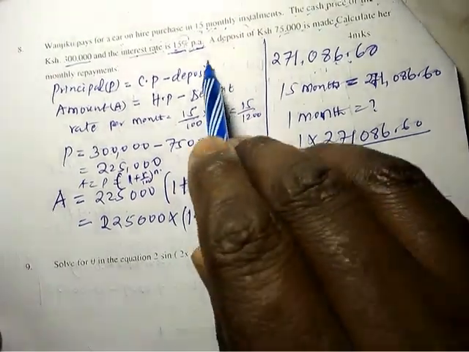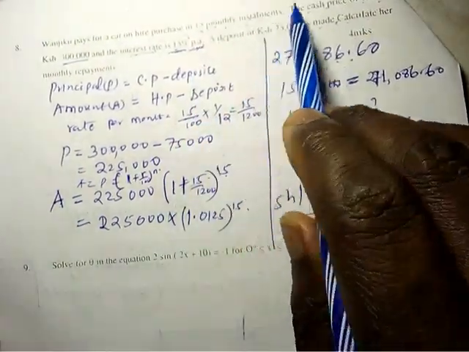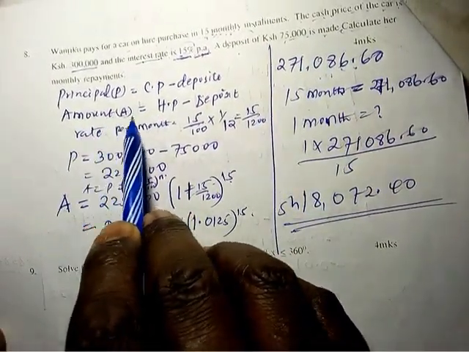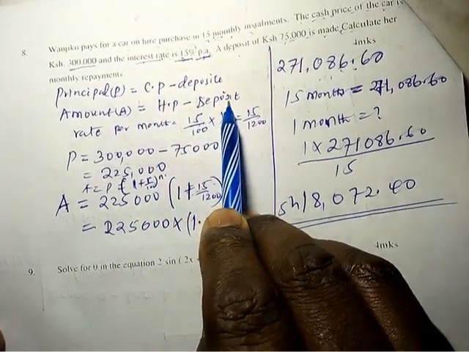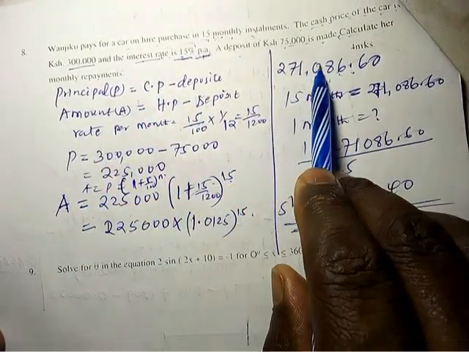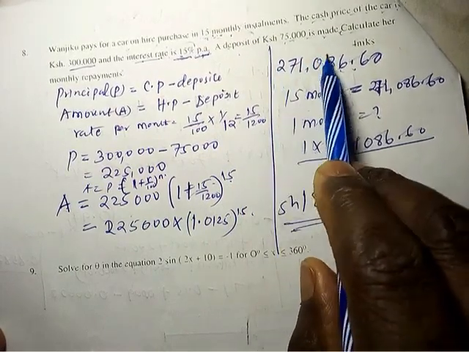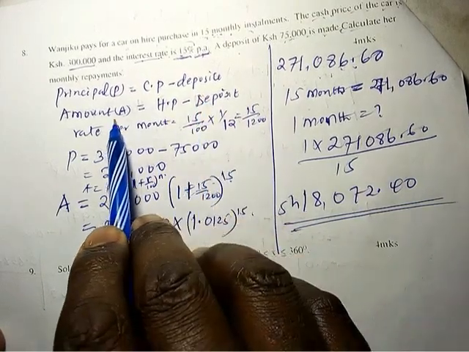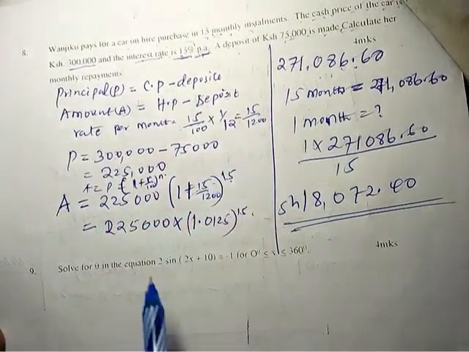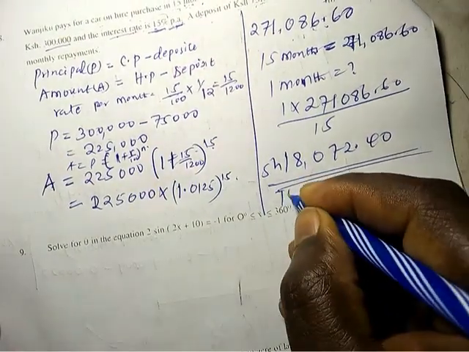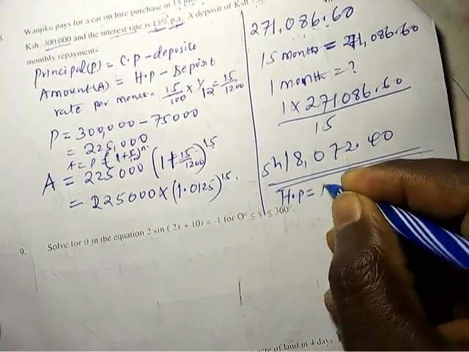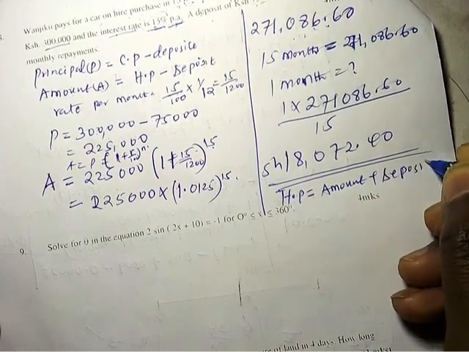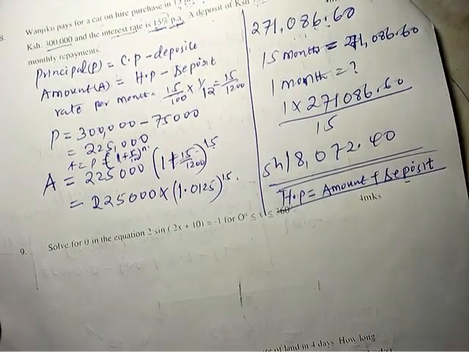If you were asked to calculate the hire purchase, the amount is equal to hire purchase minus deposit. So now what we have here is the amount. If you were asked for hire purchase, it is this amount plus the deposit. So hire purchase is the amount plus the deposit. Let me give you that formula. Hire purchase is equal to amount plus deposit. So thank you, very important.